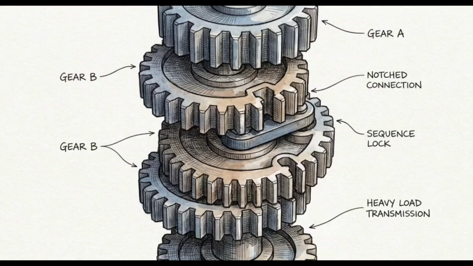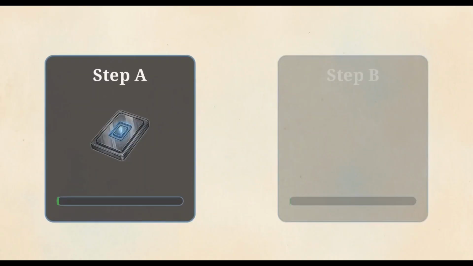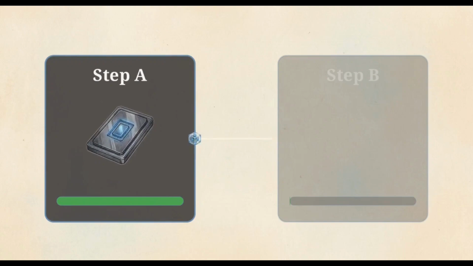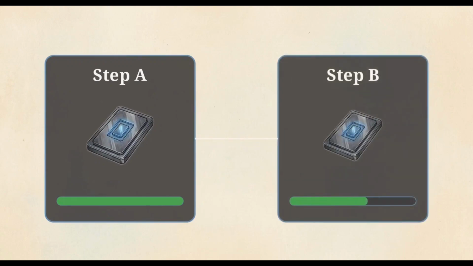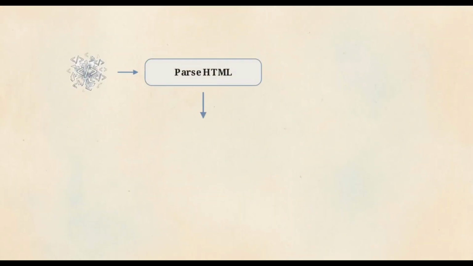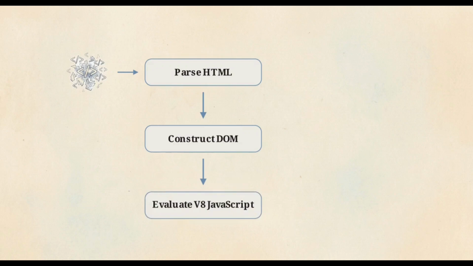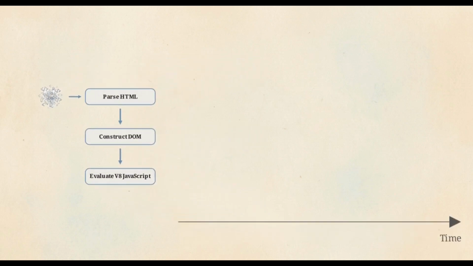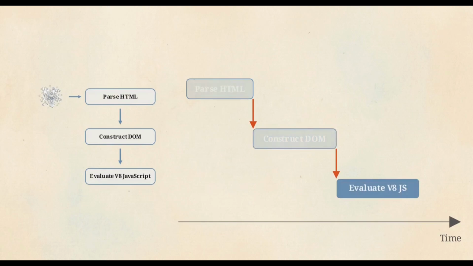To understand why, we have to define what sequential logic actually is. This applies to any computational process where step B cannot begin until step A is fully resolved. Loading a web page through a headless browser is strictly sequential. The system must parse the HTML, construct the document object model, and then evaluate the V8 JavaScript. None of these tasks can happen simultaneously. Each relies on the output of the previous step.